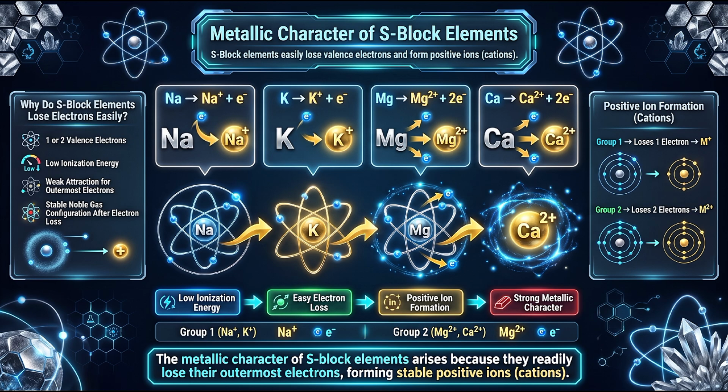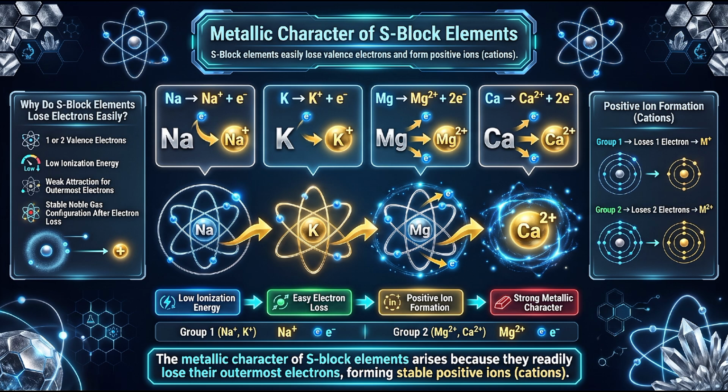Metallic character also explains many other physical and chemical properties of S-block elements. Because they lose electrons easily, they are highly reactive, especially with water, oxygen, chlorine, and acids. Because they readily form positive ions, they produce ionic compounds with nonmetals. Because they possess loosely held valence electrons, they are also excellent reducing agents, donating electrons to other substances during chemical reactions.